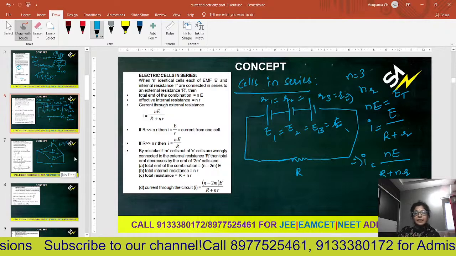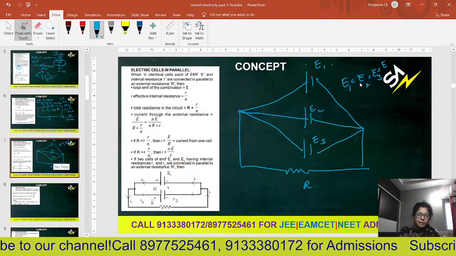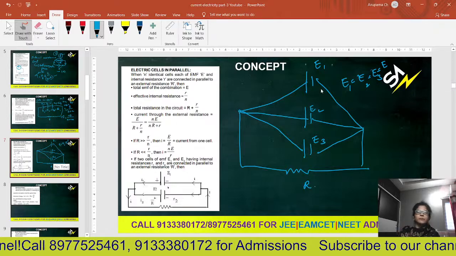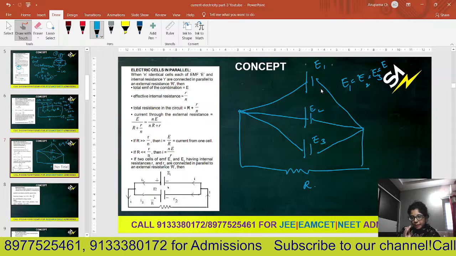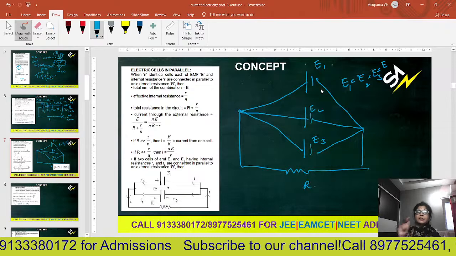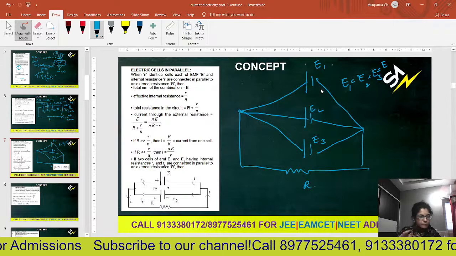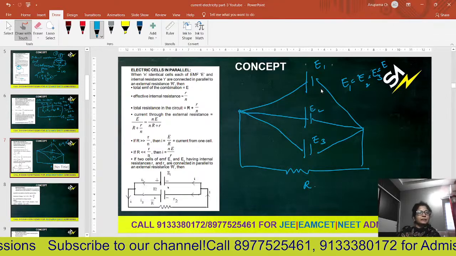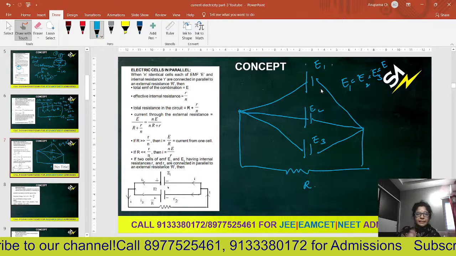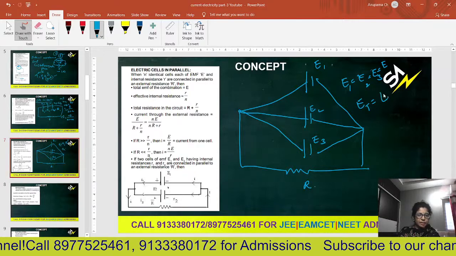But when they are in parallel, and when the EMFs of the cells are equal, however many cells they are, n number, an infinite number of cells you are connecting in parallel, then the EMF of the total arrangement will be E only. We are not going to add, subtract, or divide anything. We will take only E, meaning only one EMF. So the total EMF of the circuit is E only.